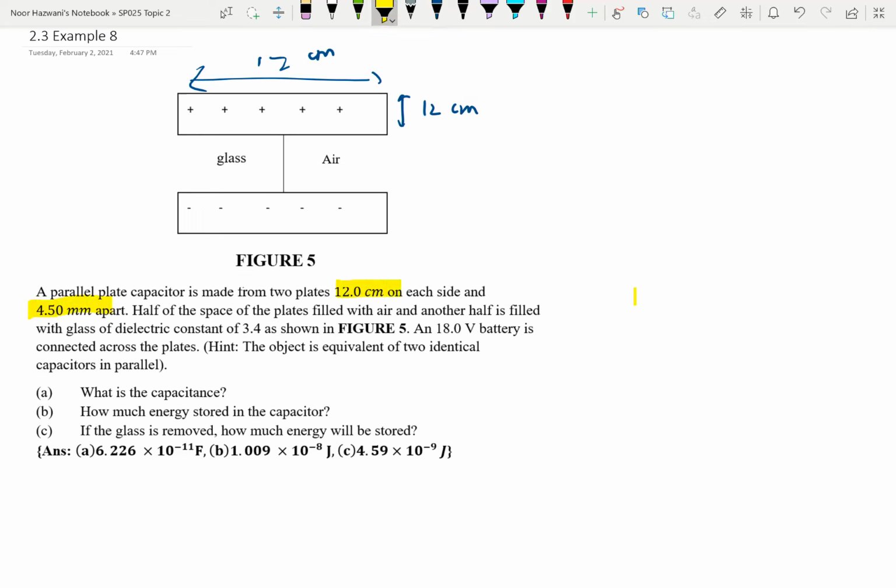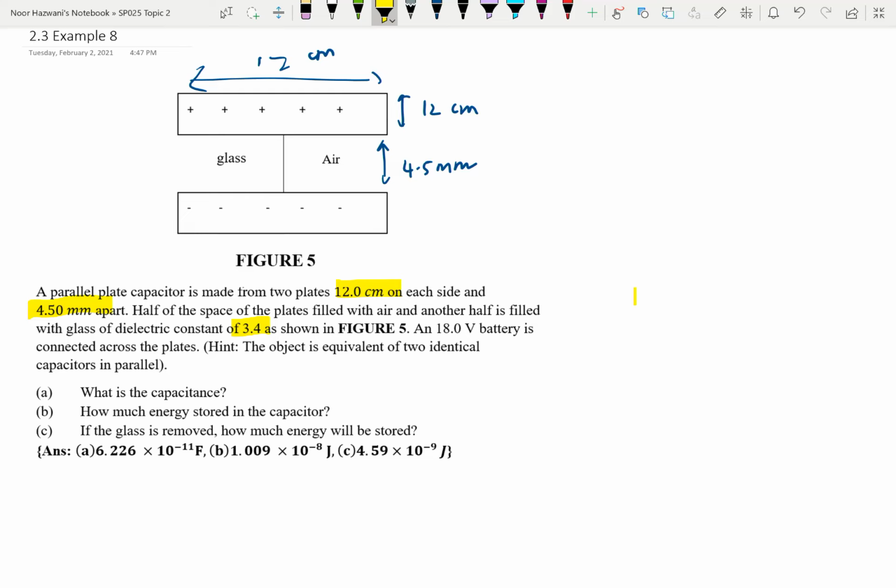Okay, so dia dah bagi sides. Okay, nanti kita kena cari area. And then the distance dia adalah 4.5. Okay, half of the space of the plates filled with the air and another half is filled with the glass of dielectric constant of 3.4. Okay, yang ni pelik sikit. Okay, question is a bit special. Separuh daripada ruang tu dipenuhi oleh glass dan separuh dipenuhi oleh air.